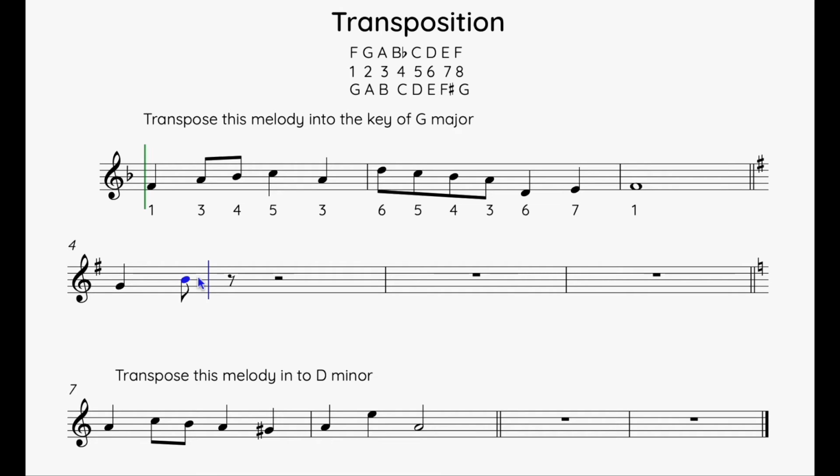So the next one is 4. So 4 in F major was B flat, but you can see the corresponding is C. So C. Now we need 5. C is 5 in F major. So 5 in G major is D.